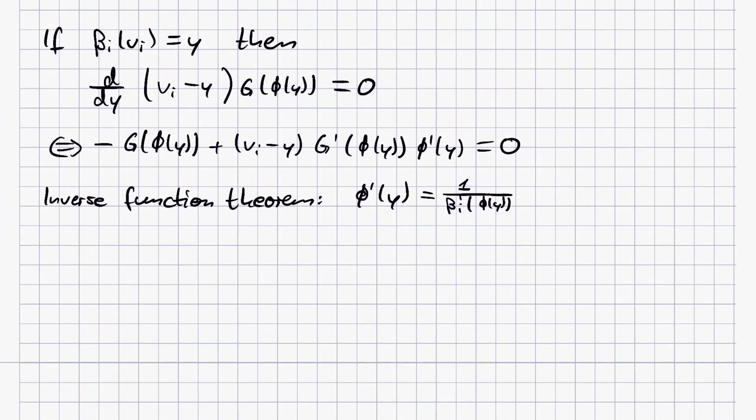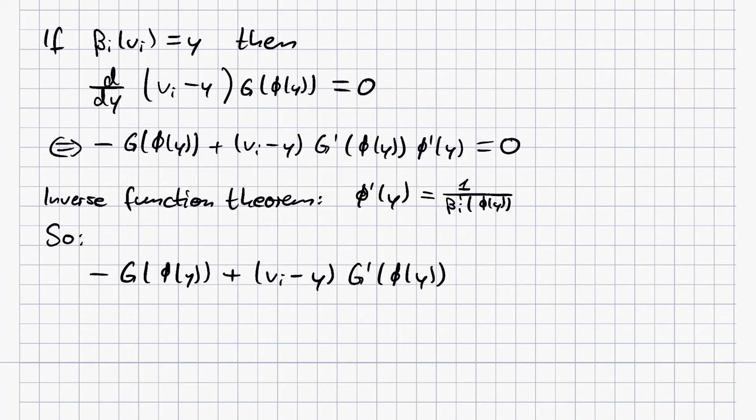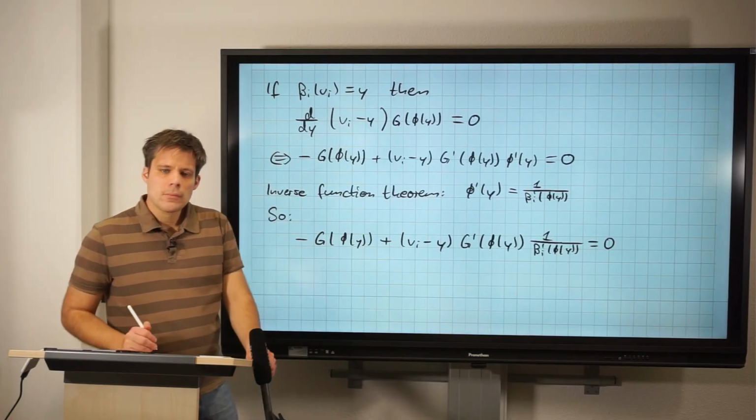So what do we get? We'll get that minus g of phi of y plus vi minus y times g prime of phi of y times 1 over beta I prime of phi of y. This will be 0. Good.